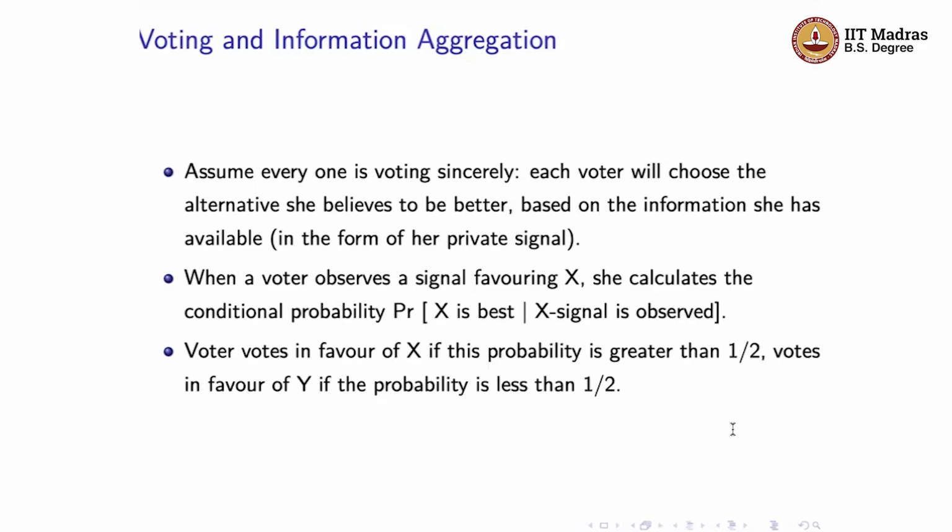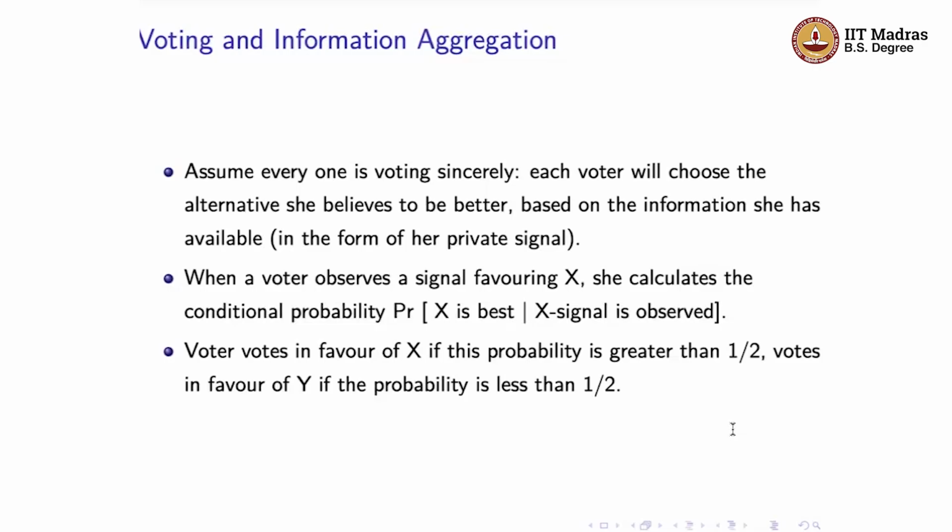So let's continue in this world. Each voter simultaneously has to make a decision, and each votes sincerely, in the sense that they select the alternative that they believe to be better. As before, whenever you observe a signal favoring X, you have to calculate the conditional probability that X is the best, conditional on the X signal being observed. You vote for X if this conditional probability is greater than half, and otherwise you vote for Y if it is less than half. This is very similar to the structure we discussed during information cascades. The only difference is that here you have to make the decision based only on the signal that you are observing.